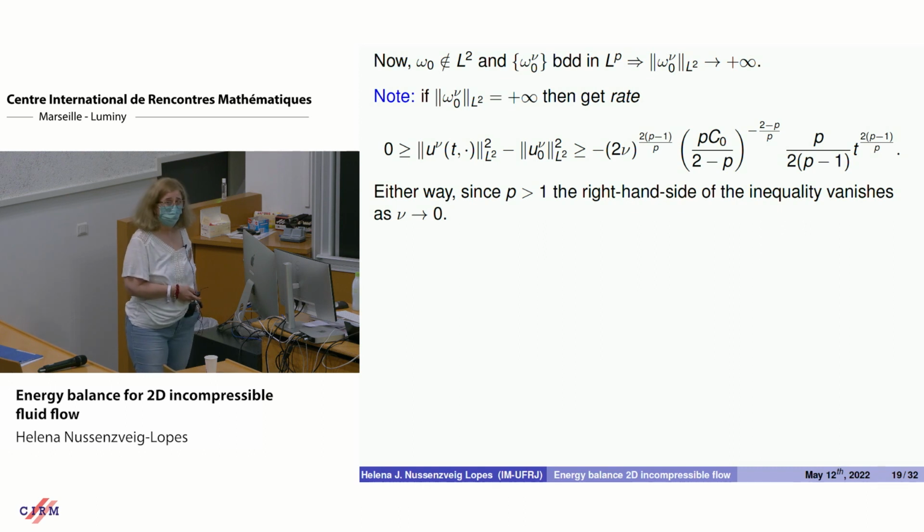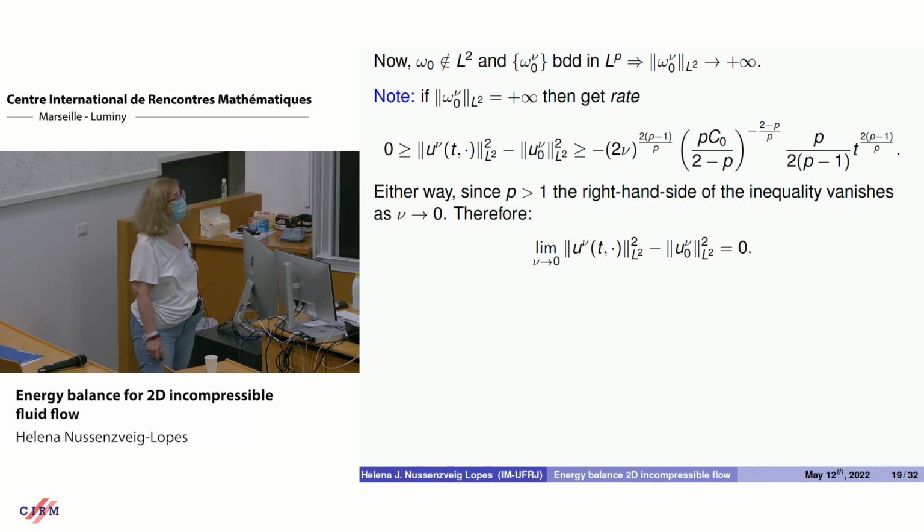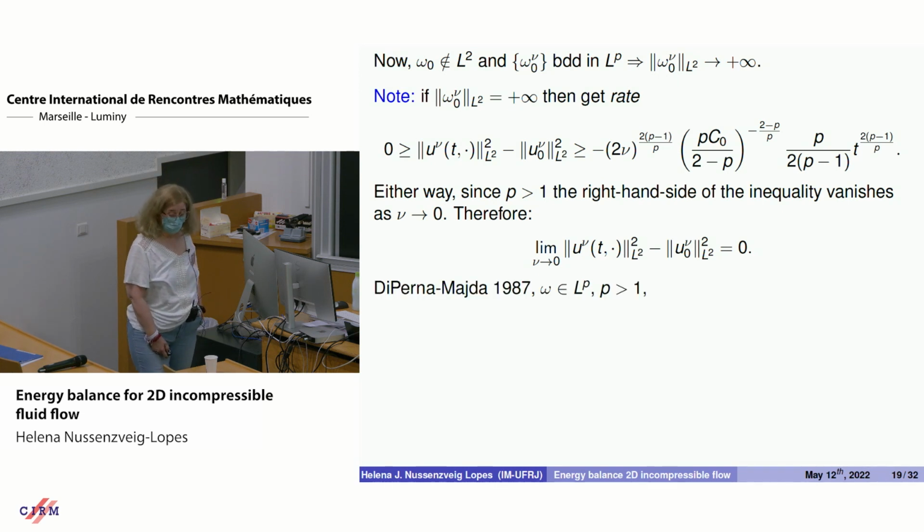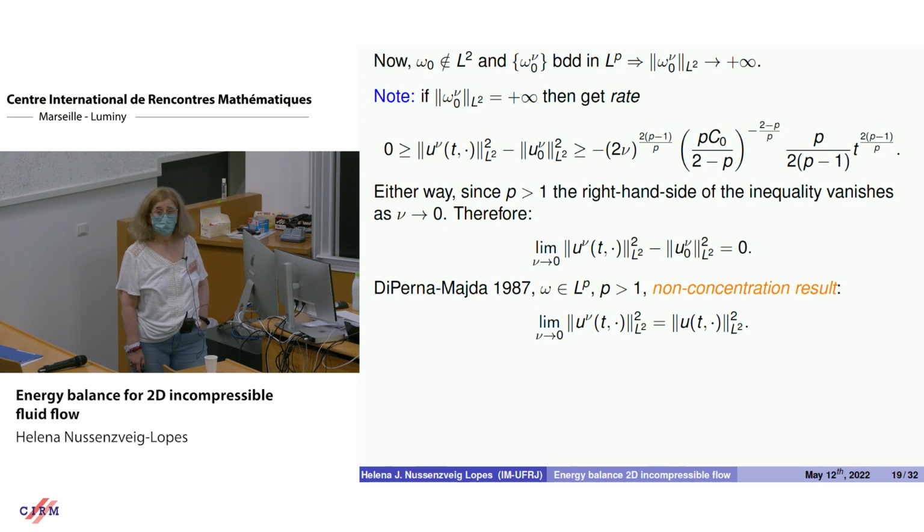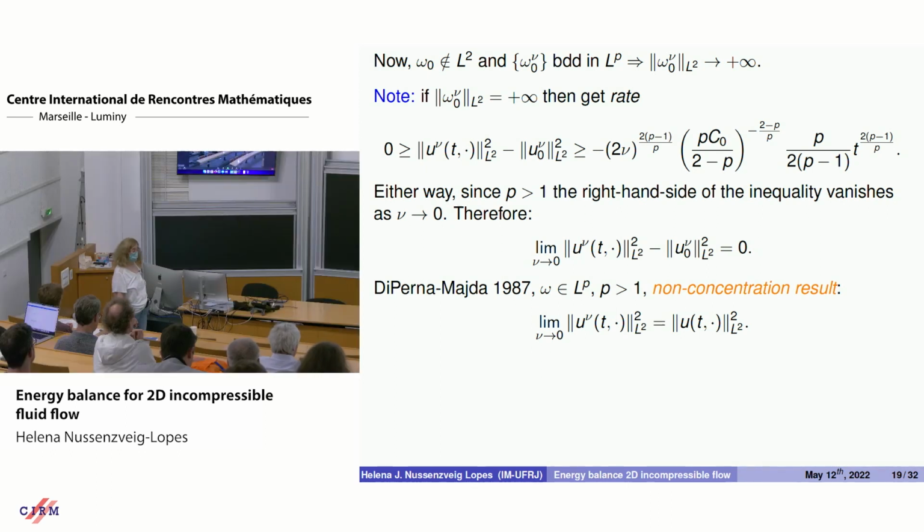Either way, when p is greater than 1, the right-hand side vanishes as nu goes to 0, and you've just proved that the energy at time t approaches the energy at time 0 as nu vanishes. Now, DiPerna and Majda, as part of their proof of existence in L^p for p larger than 1, proved the following non-concentration result: for each time, uniformly in time in fact, the L2 norm of the viscous flow approaches the L2 norm of the inviscid flow.